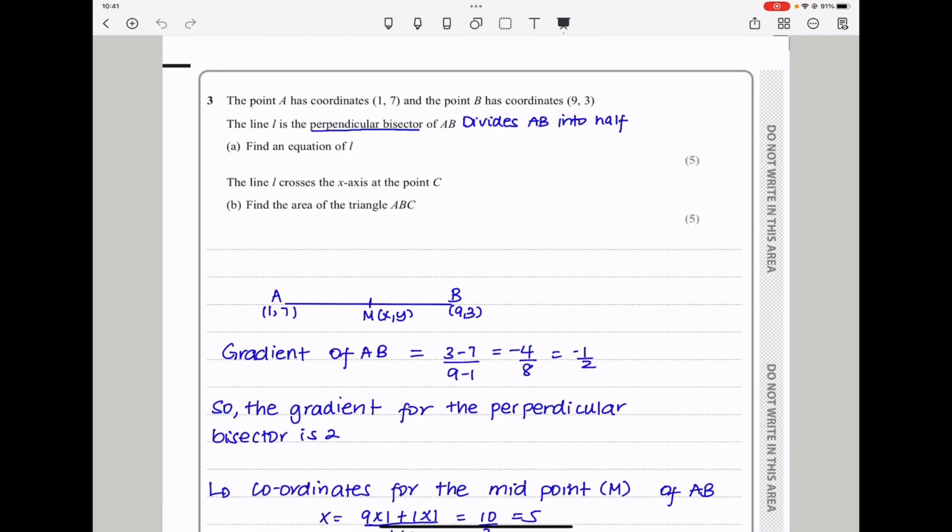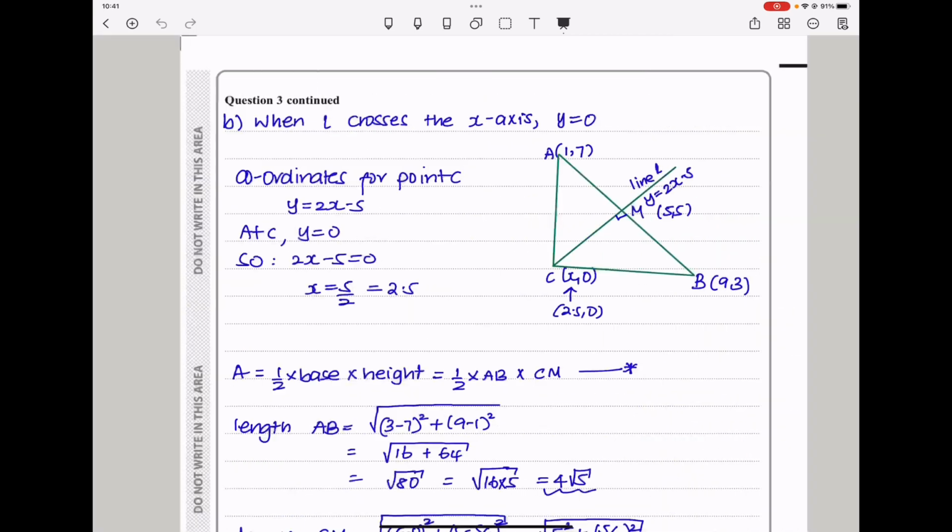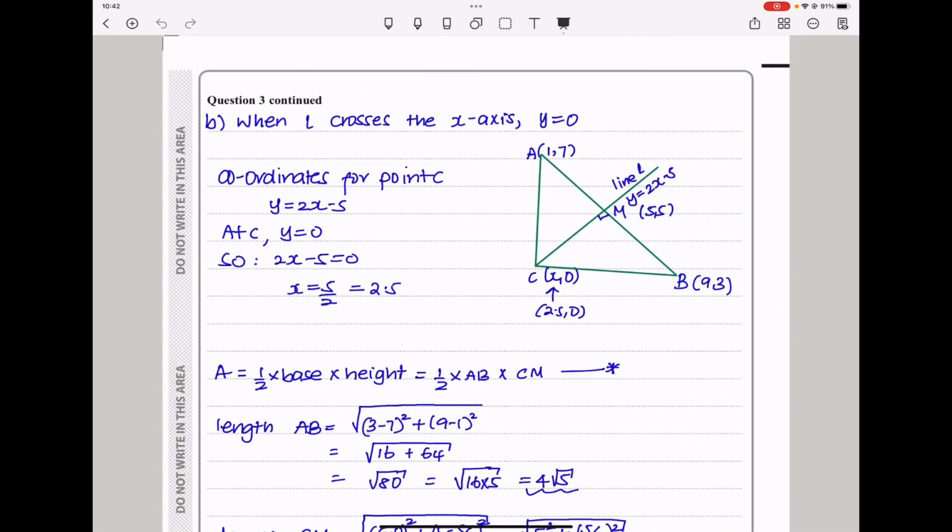The next question asks, the line L crosses the x-axis at a point C. That means at that point, Y is equal to 0. They want you to find the area of the triangle ABC. So here, this is my sketch. Again, this is line AB, and that is the perpendicular bisector. So I first found the coordinates for point C, which are that.